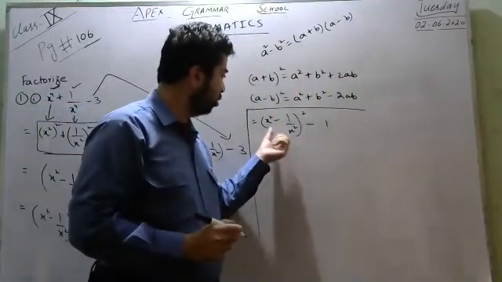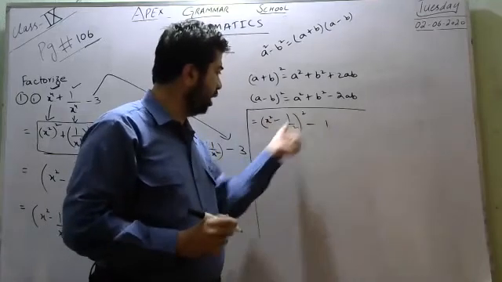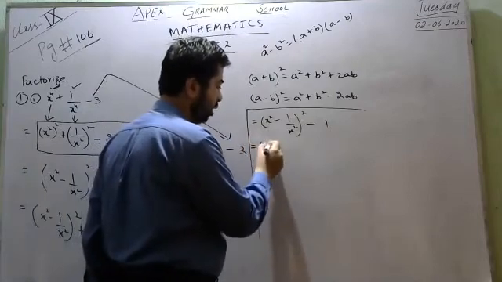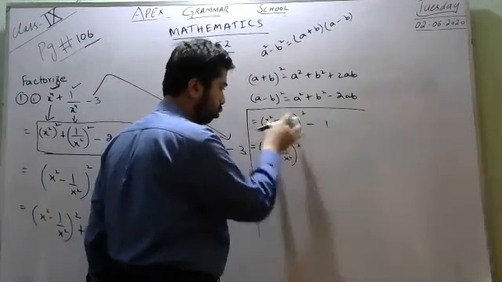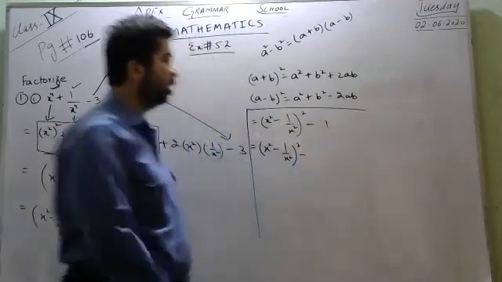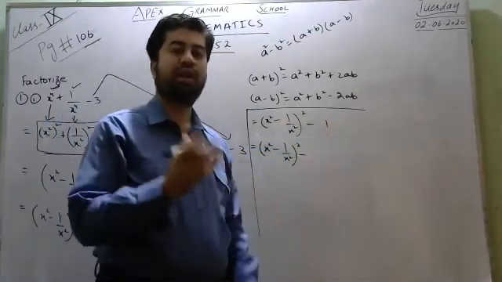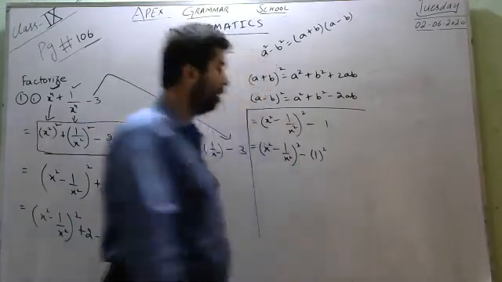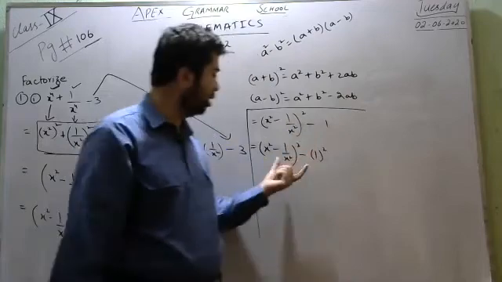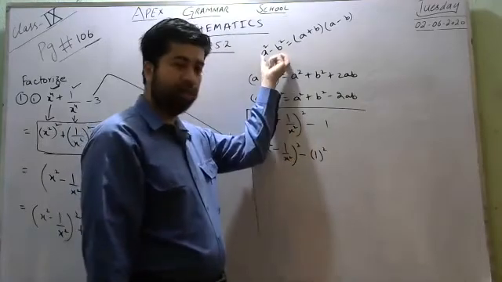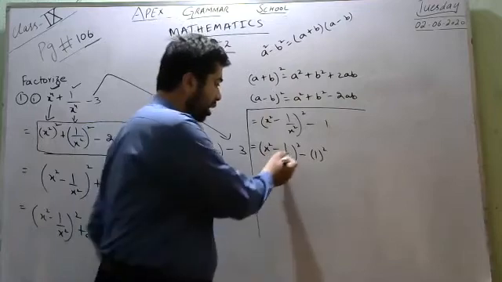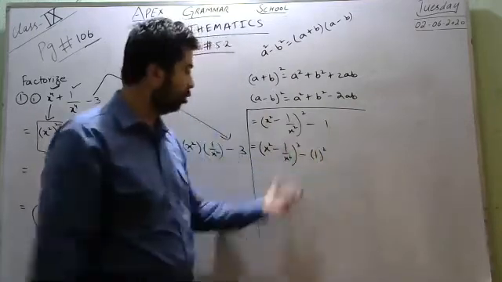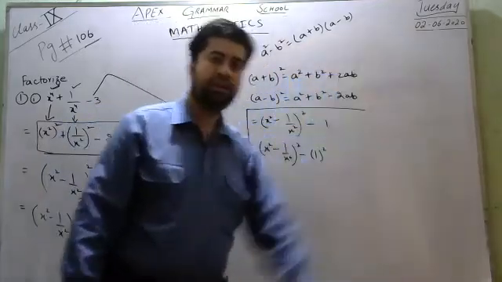This is (x² − 1/x²)² minus 1. I can write it as (x² − 1/x²)² minus 1, and 1 is also a square because it is 1². I can write this one as 1² because I want to make this a² − b². You can see that this whole thing is a², and this is b. So this is equal to (a + b)(a − b).